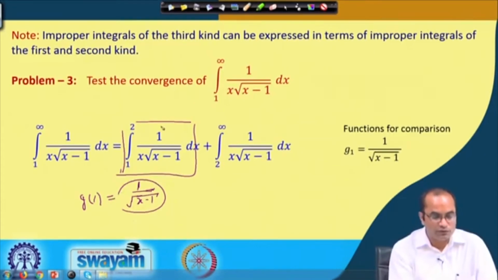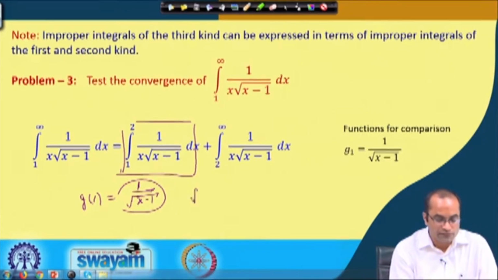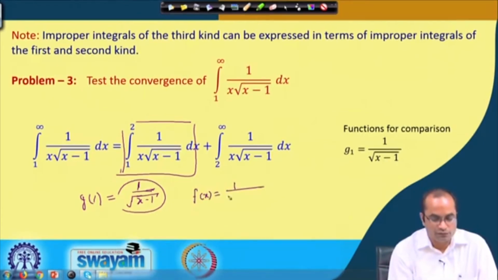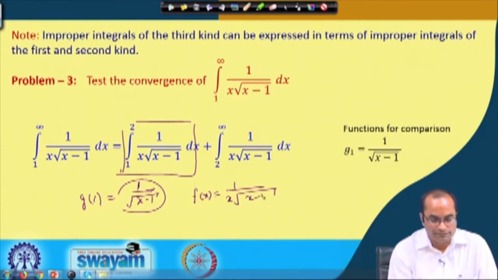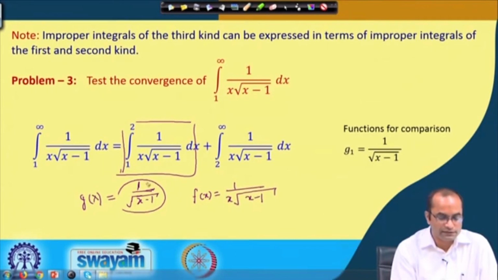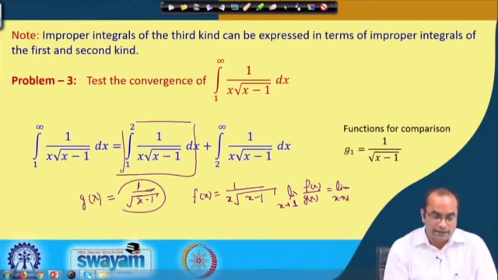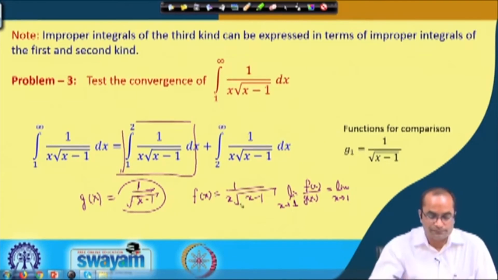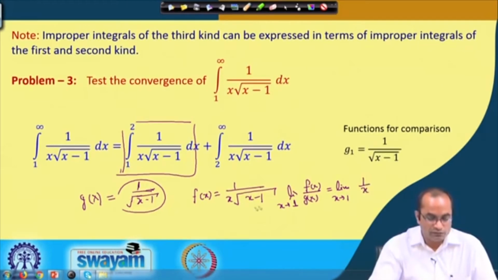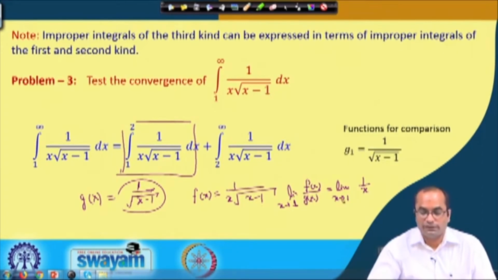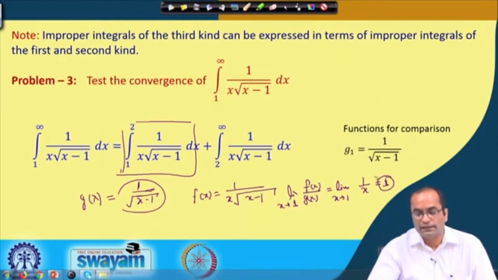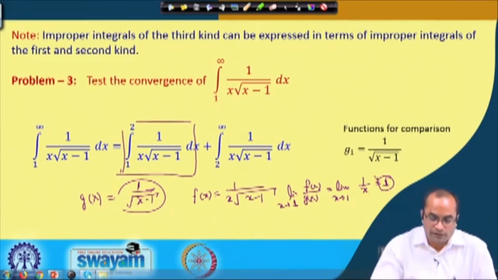If we take the ratio of the two, f was our integrand. So, the f x in the first integral was 1 over x square root x minus 1, and g x is 1 over square root x minus 1. If we take the limit of f x over g x as x approaches 1, what will happen? The 1 over x will survive, the other factor 1 over square root x minus 1 will cancel out, and as x approaches 1, this is 1. So, we are getting a non-zero number as the limit of this ratio.